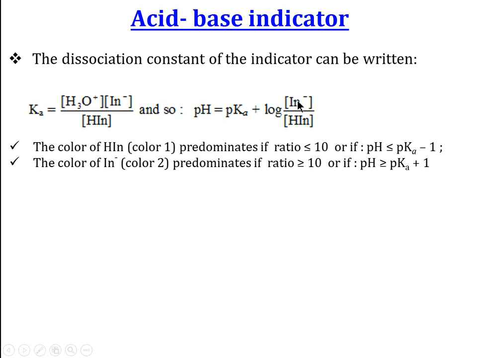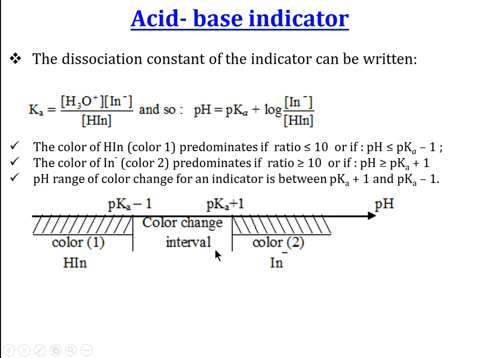If IN minus is predominant over HIN, so IN minus divided by HIN is greater than or equal to 10, and therefore the pH is greater than or equal to pKa plus 1. So if the pH of the solution is greater than or equal to the pKa of the couple HIN/IN minus plus 1, that means IN minus predominates and we have color 2.